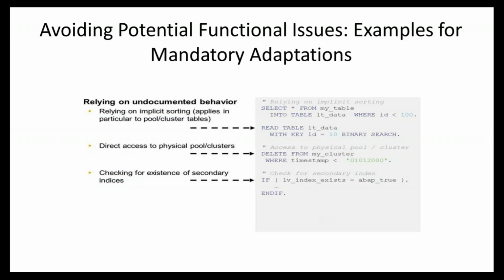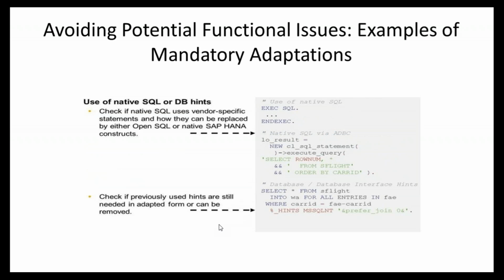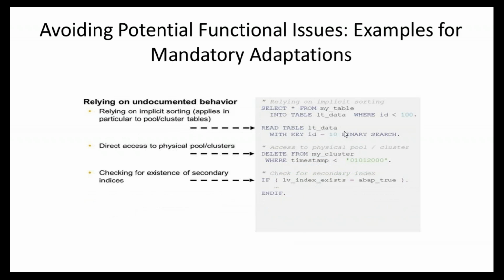Now in the HANA platform, we will not be using any pool tables or cluster tables. We'll be avoiding that, and mostly using transparent tables. But in case we have to use them, you can access them like this. So here basically select ROWNUM. If there is any error, we can fix it up and go ahead with this.